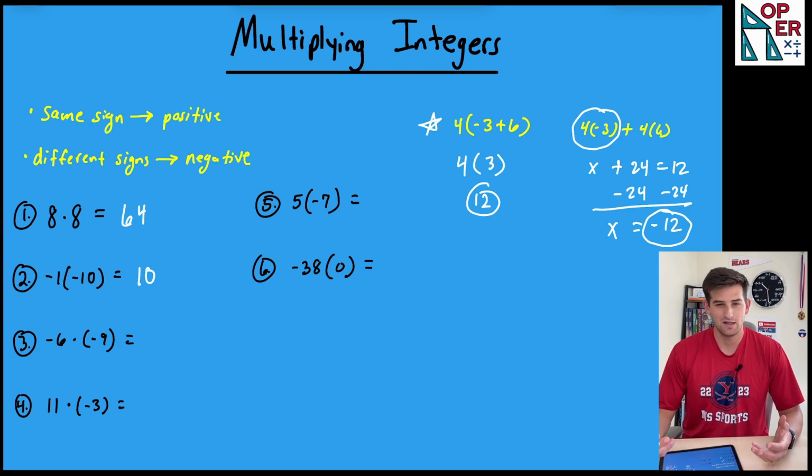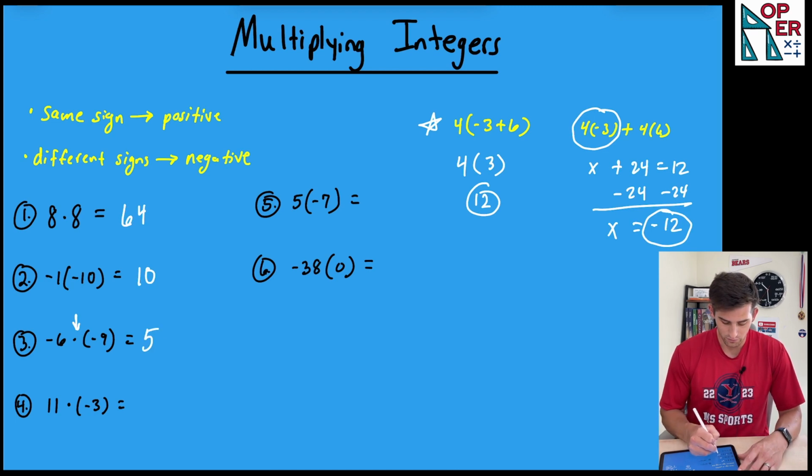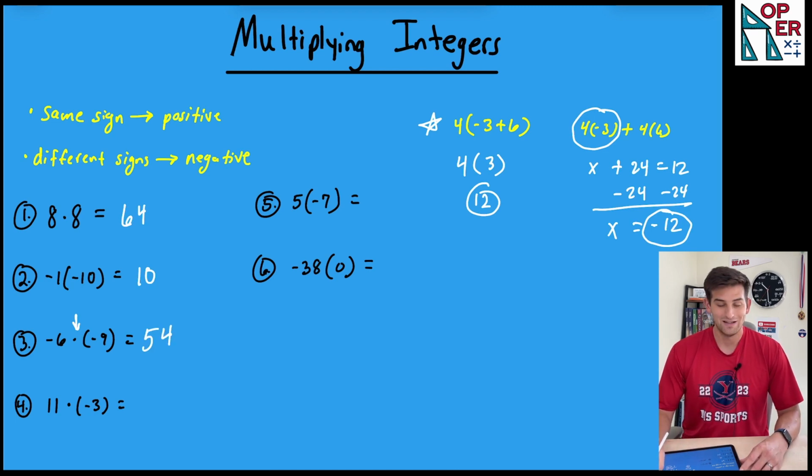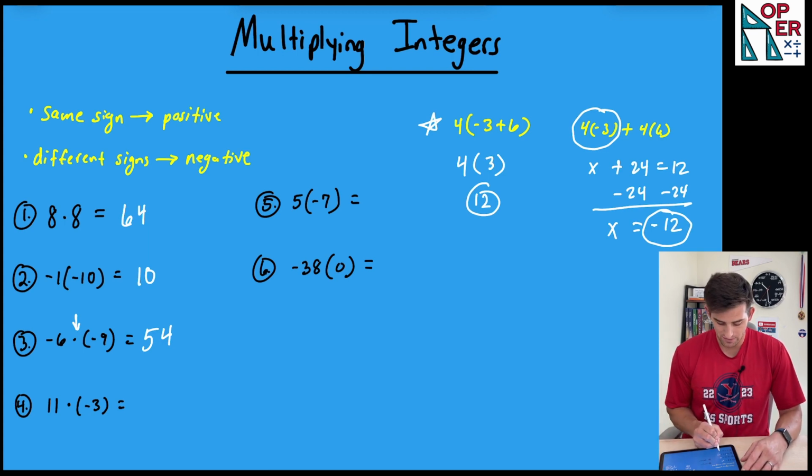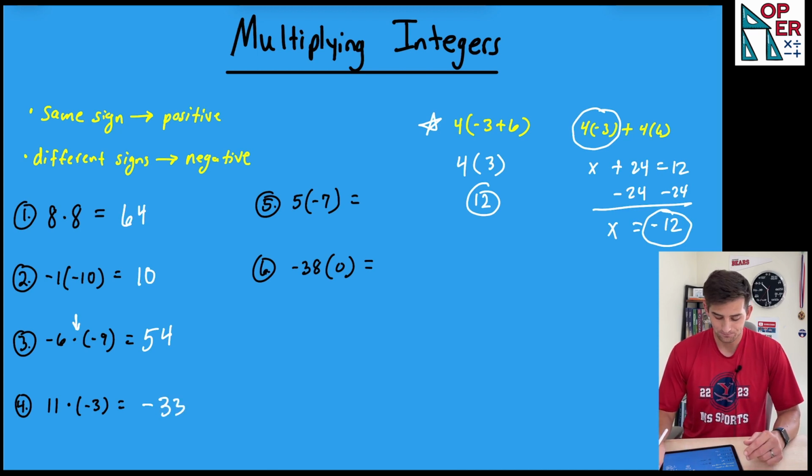It's exactly the same as number 2 as far as the same signs, but it's just written a little bit differently. Remember, this dot right here just means multiply. So a negative times a negative is a positive, and 9 times 6 would be 54. Number 4, we have 11 times -3. Now we have different signs, so we know our answer should be negative, and 11 times 3 would be 33. So that one would be -33.